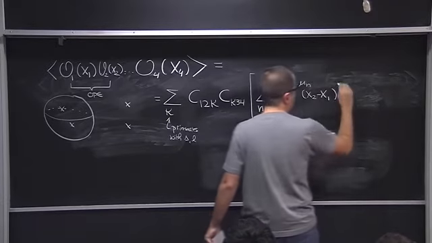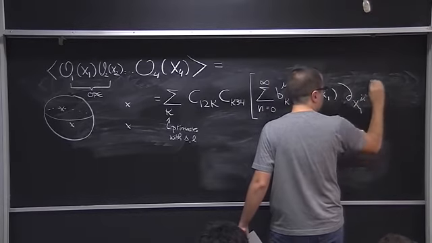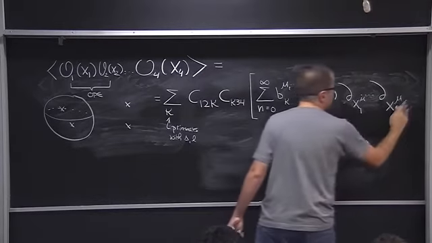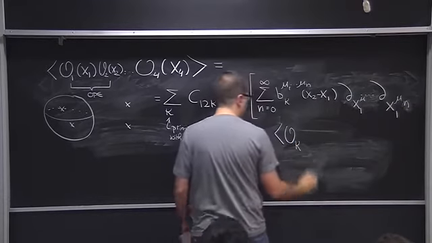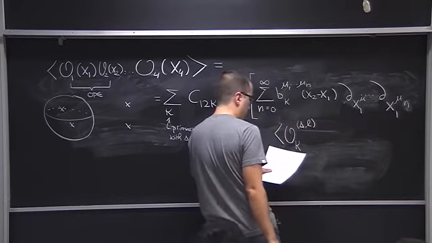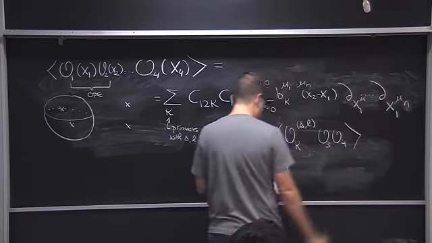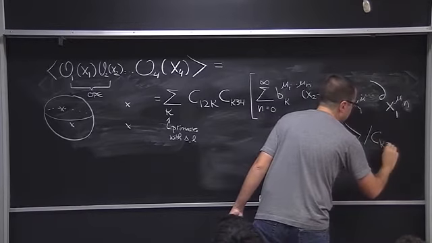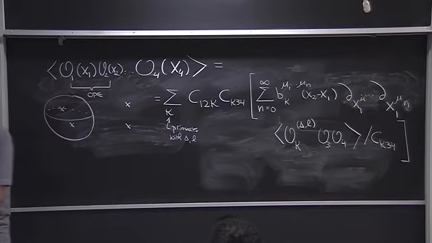Times this b's, times derivative with respect to x1 mu, derivative with respect to x1 mu L, there are n derivatives, times the correlation function of the operator OK with some dimension delta and spin S, O3 and O4, divided, because I multiply, by the structure constant CK34. Do you agree with this equation?